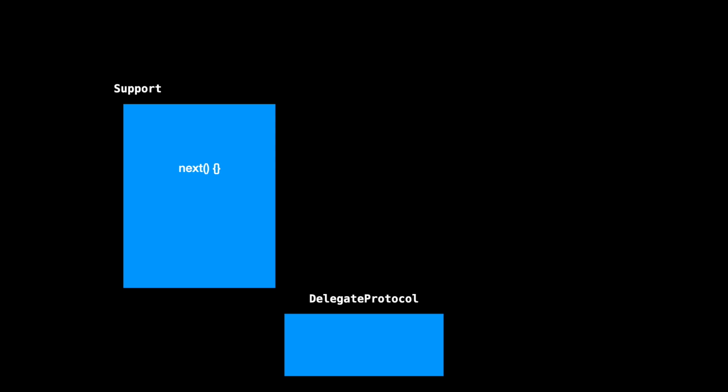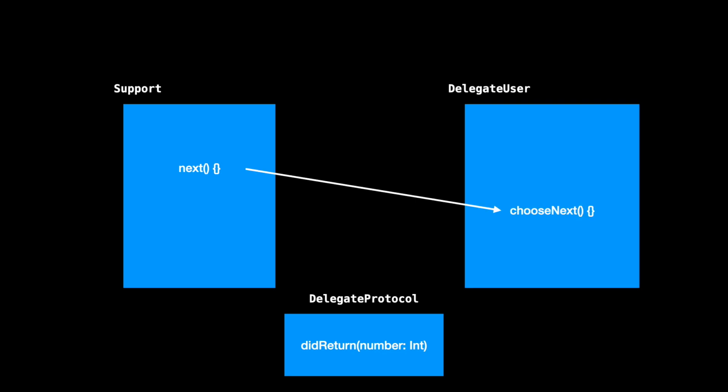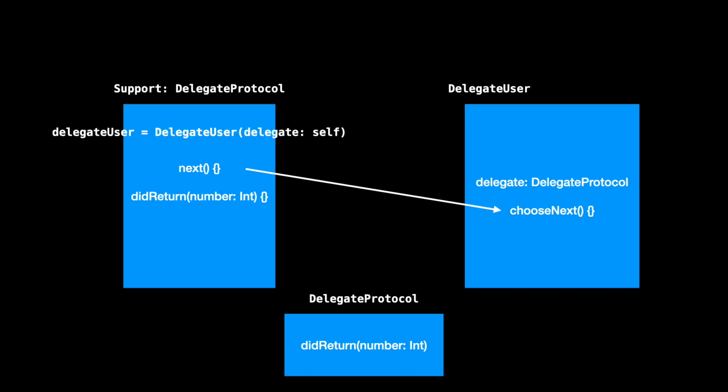And so our communication between the main view and support uses this asynchronous method next, and we'll wrap the delegate so that support, the next method, uses the delegate protocol, which has this method did return. And so next calls into the delegate user, calling the method chooseNext. This means that support must conform to the delegate protocol, so it must implement did return. And when support creates the instance of delegate user that it calls chooseNext on, it passes itself as the delegate. And this allows chooseNext to call its delegate, which is support, and call the did return method on it. This is the classic delegate pattern.